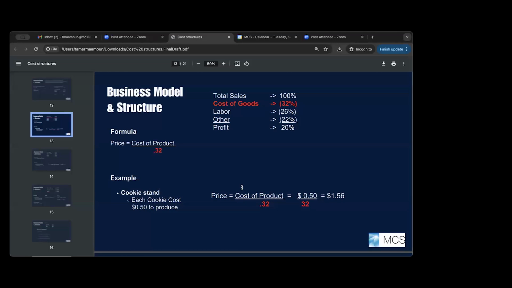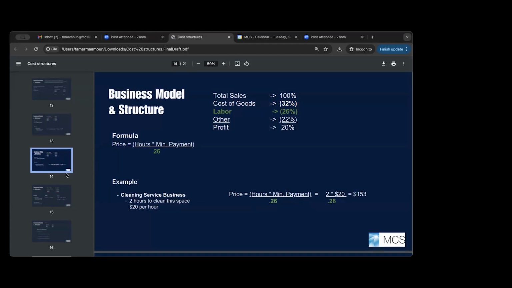But the point is, this is the way that you start calculating and understanding, one, if your price makes sense, two, who is your market, and three, if you're able to reduce your cost of product, right? And then on the next slide, you're talking about a service-based business.